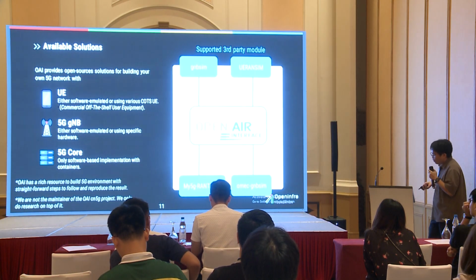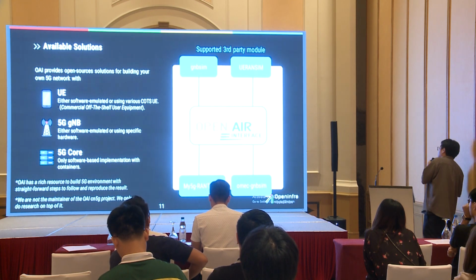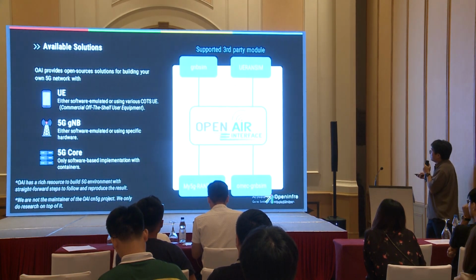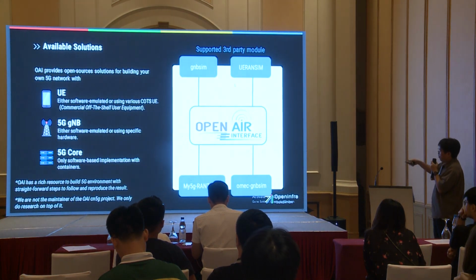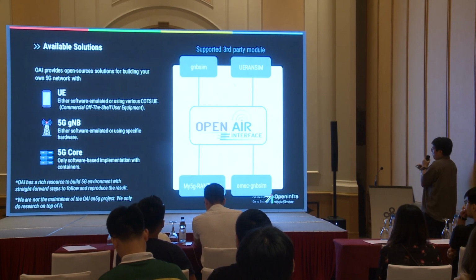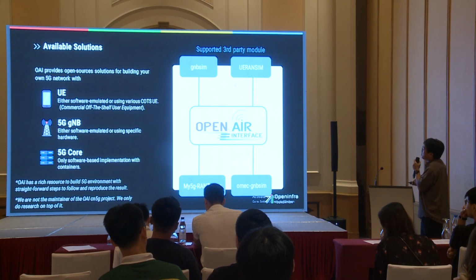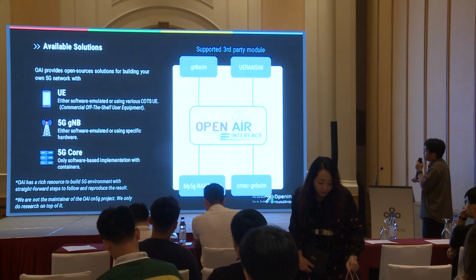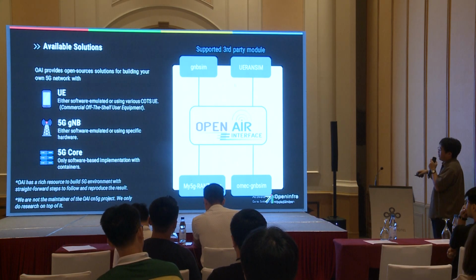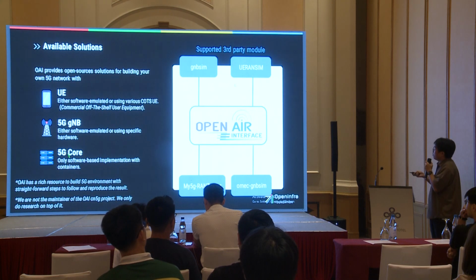So what are the available solutions to build your own 5G network? One solution we are using is called OAI, and I provided the link in the lower left section. If the slides are provided, you can just refer to the link below. It provides different kinds of settings for UE, gNB, and core. For the UE, your user equipment, you can either use software simulation, or use your own cell phone.